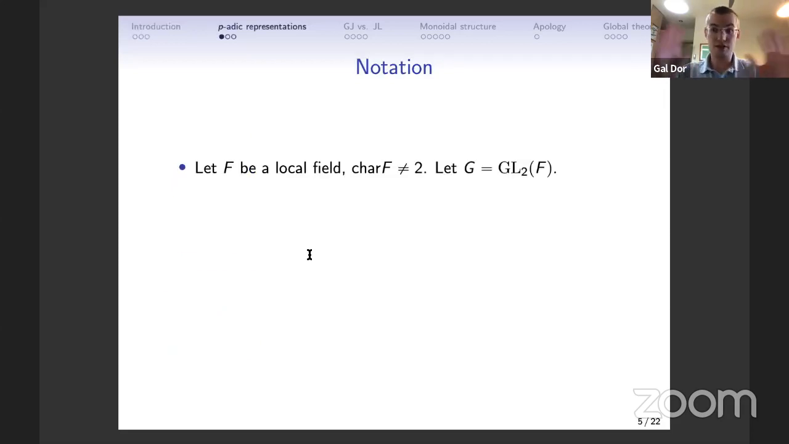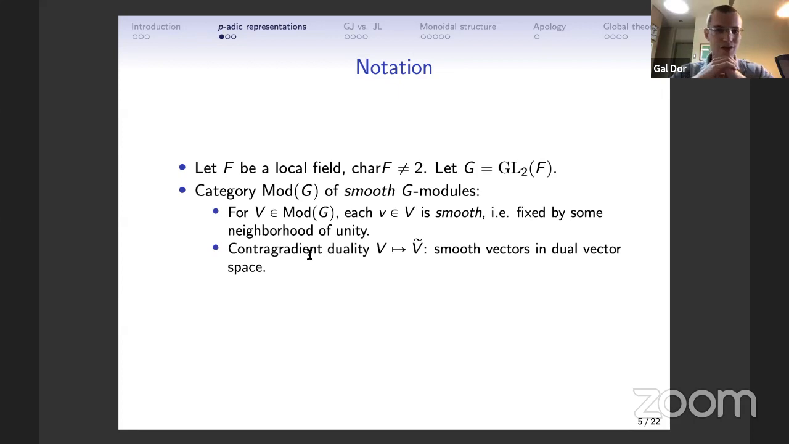Okay, so let's fix notation. F will be a local field. It is going to have characteristic not equal to 2, and we denote G by GL2(F). I say that a G-module is smooth, and I consider the category of smooth G-modules, which I call Mod G, if every vector is fixed by some open neighborhood of the identity. And I denote the contragredient duality, where each vector is sent to the smooth covectors, by V tilde.